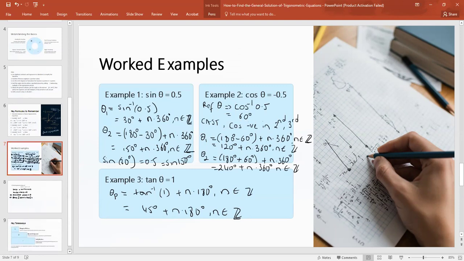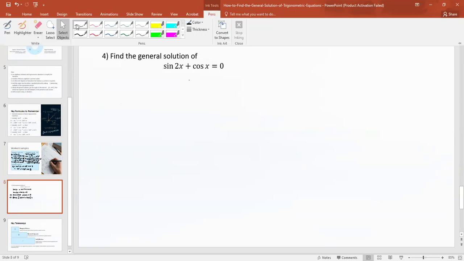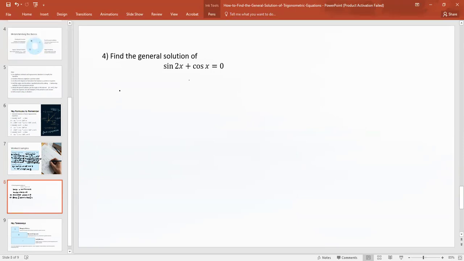So I hope you've seen how to use the key formulas to remember to solve basic trigonometric equations. So let's look at a much more challenging one, which is sine of 2x plus cosine of x equals 0. Because here we have a double angle, we have to use our well-known trigonometric identity for double angle to reduce it to a single angle. Recall what we studied in our previous sessions: sine of 2x is equal to 2 sine x cos x.